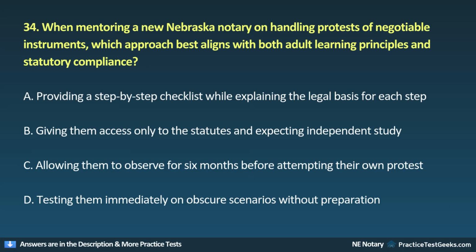34. When mentoring a new Nebraska notary on handling protests of negotiable instruments, which approach best aligns with both adult learning principles and statutory compliance? A. Providing a step-by-step checklist while explaining the legal basis for each step. B. Giving them access only to the statutes and expecting independent study. C. Allowing them to observe for 6 months before attempting their own protest. D. Testing them immediately on obscure scenarios without preparation.